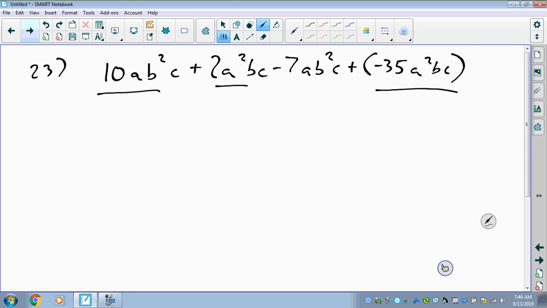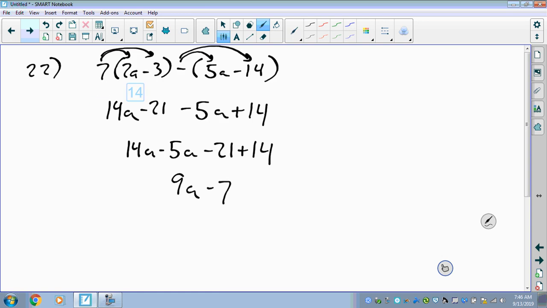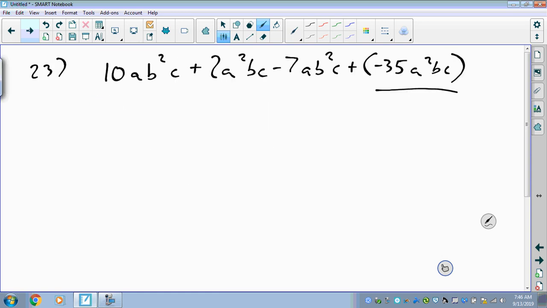This and this are like terms, okay? Because this has an a squared bc, this has an a squared bc. Okay, so let's go ahead. Right here, this is just saying plus and negative. If you want to say plus and negative, that's all good with you. The simpler way to write plus and negative is just to say subtraction.